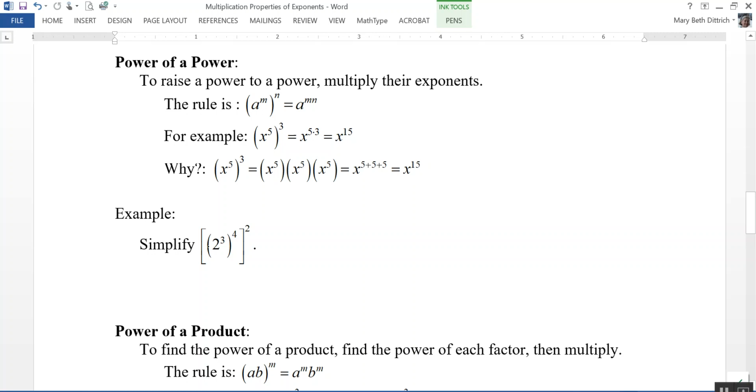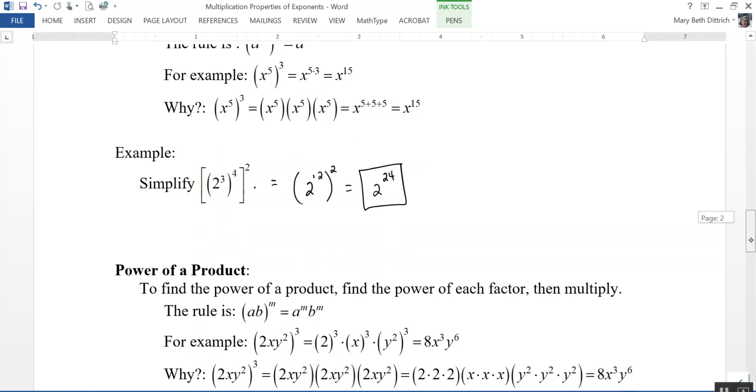So let's try with this one. Here we have to simplify 2 to the 3rd, that raised to the 4th power, that whole thing raised to the 2nd power. Since this is going to get really big, I'm not going to evaluate 2 to the 3rd as 8. I'm going to leave this with a base of 2. So 2 to the third raised to the fourth power is going to give me 2 to the 12th. So this inside the square brackets is 2 to the 12th, and when that's squared, that's going to give me 2 to the 24th power. So basically multiply your exponents.